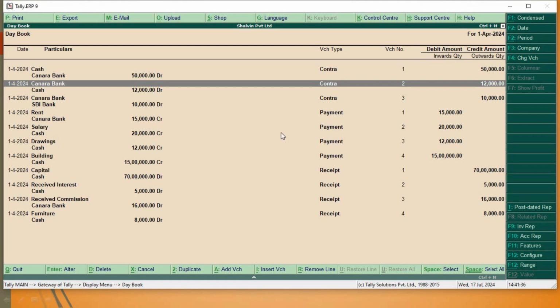Paid salary, which is in payment voucher. Drawings comes under payment voucher. Building, buying asset for cash comes under payment voucher. Capital, it comes under receipt voucher. Received interest, it is receipt voucher. Received commission by check, receipt voucher. And sold furniture for cash, it comes under receipt. I think now you're clear.